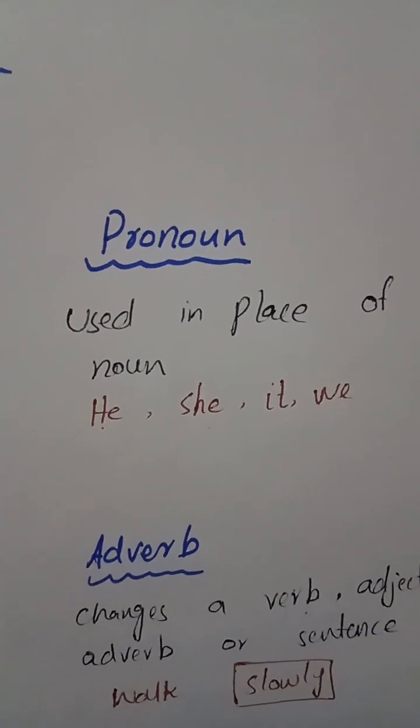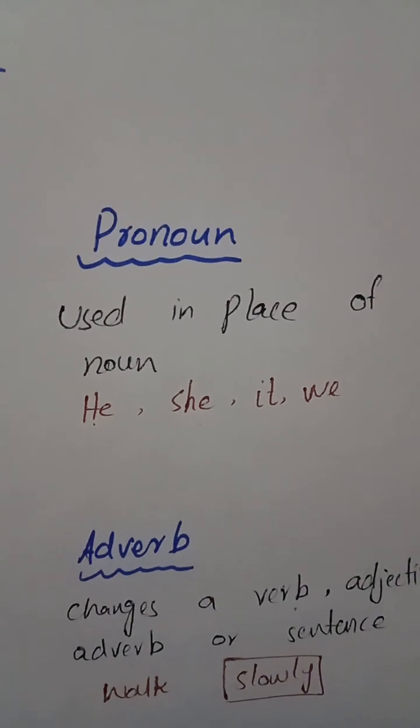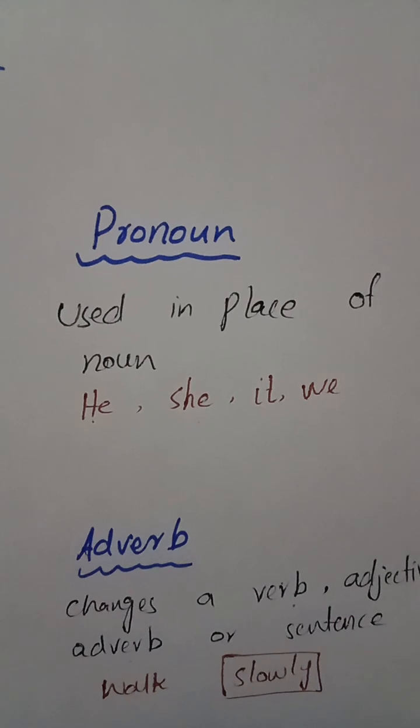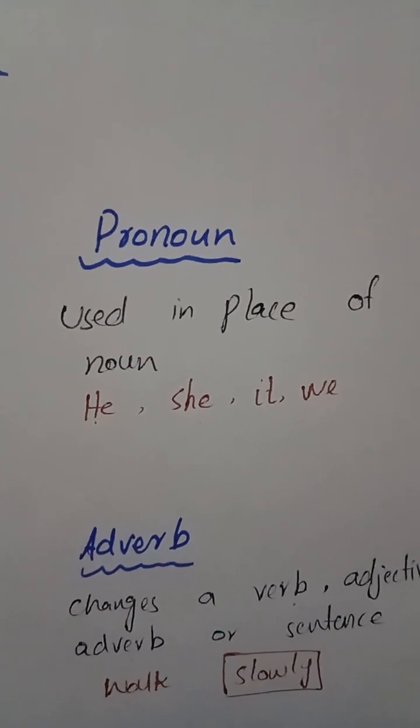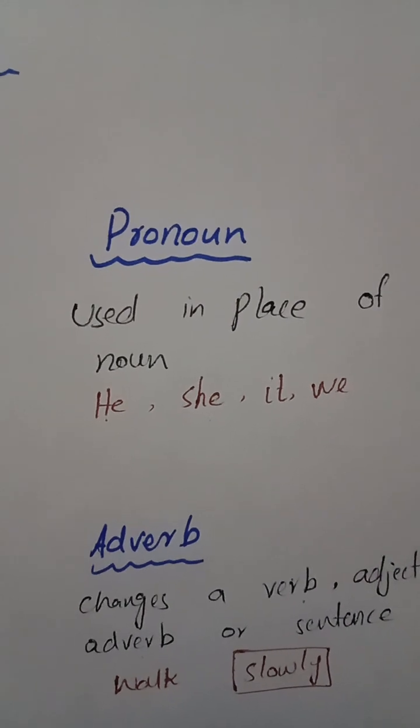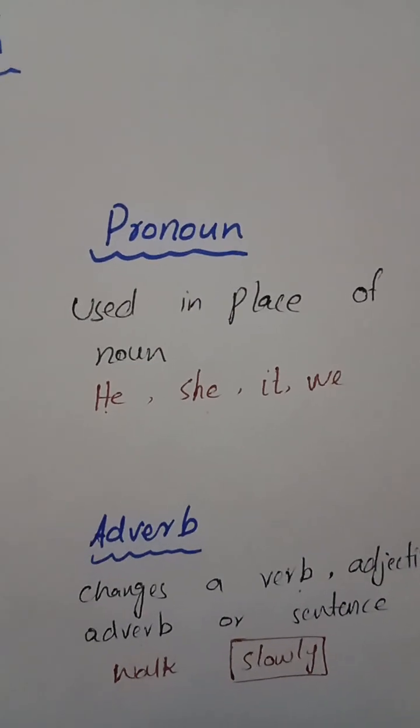The second one is pronoun. Pronoun is used in place of noun. Like, for example, we can say that John eats apple, and we can also say that he eats apple. So it basically replaces a noun.